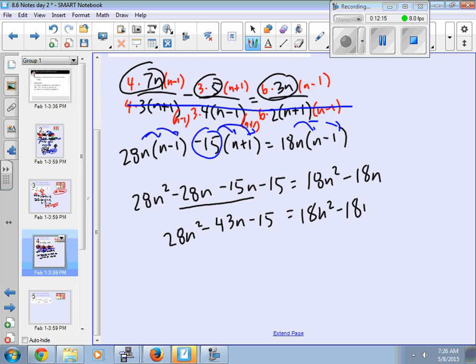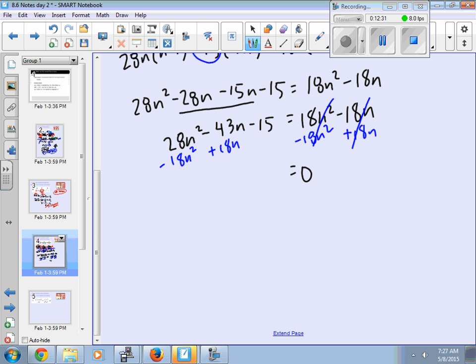This one is one of those quadratic ones again, though, so we want to get it equal to 0. So let's subtract these and get it equal to 0 and add 18n. We want to solve quadratics equal to 0. So if we do that, now we get 10n squared minus 25n minus 15. We've got to solve this one out now.